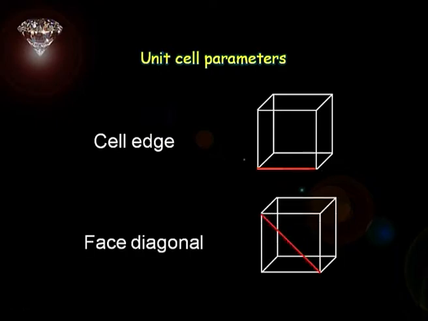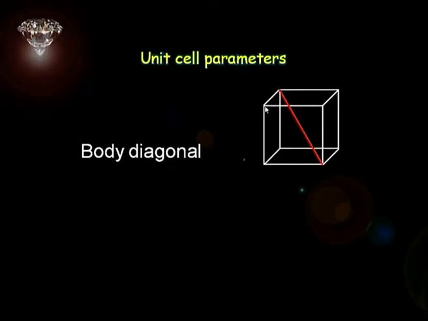Now, face diagonal. Face diagonal is, you take any face of the cube, the line which joins two opposing corners of the face is called the face diagonal. The third important term is your body diagonal. Body diagonal means, if you take a cube, take any top corner, say this one at the back, and join it with the bottom corner on the opposite side down here, that is called the body diagonal.